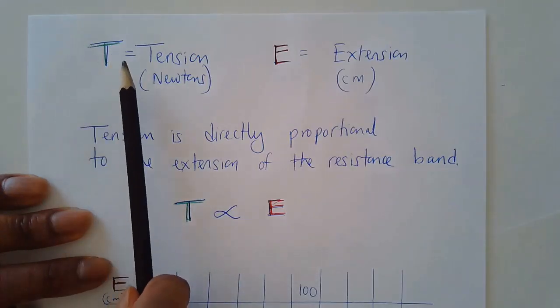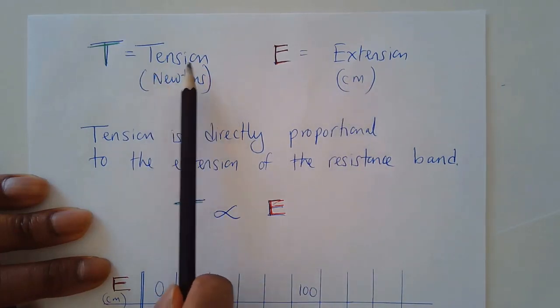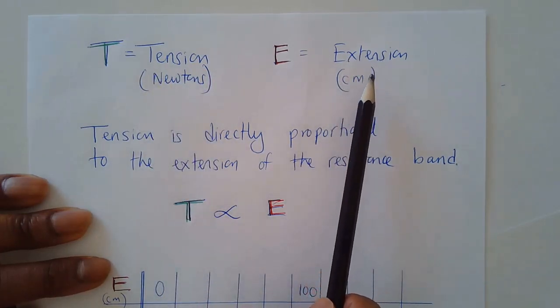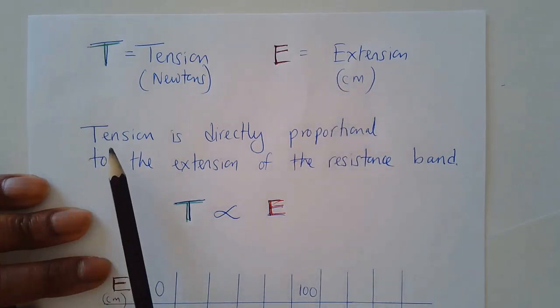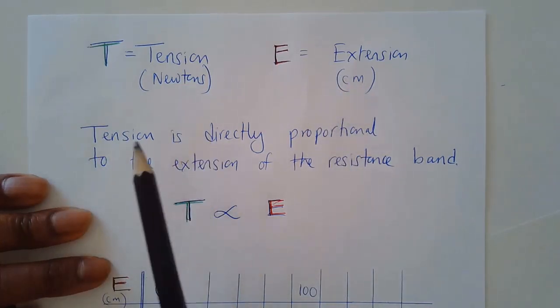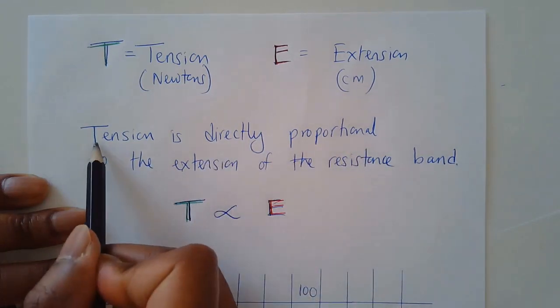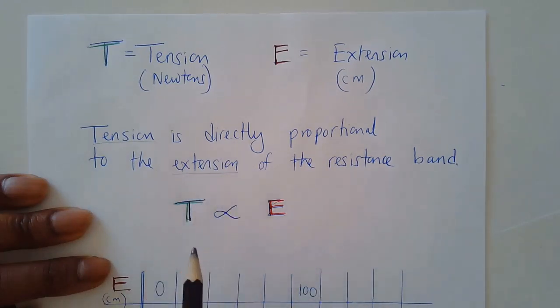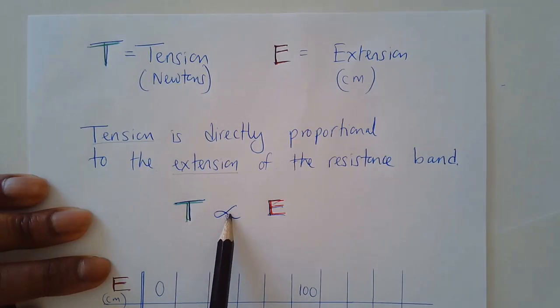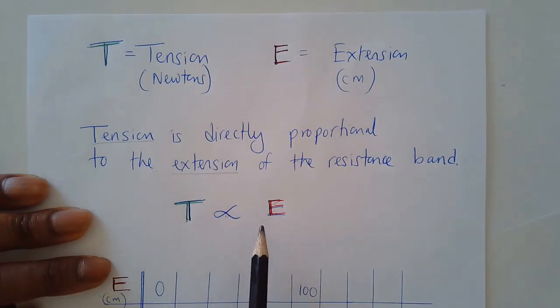Right, there is a connection between tension and extension. Tension is measured in newtons, it's a type of force, and extension I'm using centimeters for now. So the statement: tension is directly proportional to the extension of the resistant band. It's written like this, using this symbol here. In other words, as extension increases, tension increases in proportional amounts, as we've just seen in the video.